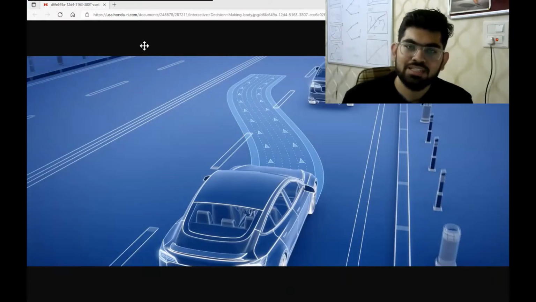Now let us add some obstacles in front of the robot car and see how the algorithm behaves.